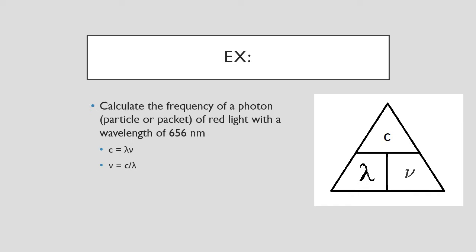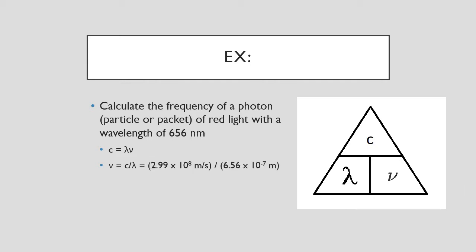Our equation is c equals lambda nu, and we are being asked to find frequency, which is nu. The easier thing to do would be to solve this equation while we still have the variables, since the numbers here are going to get lengthy and have a lot of scientific notation involved. So if we divide both sides by lambda in order to isolate nu, we get that nu is equal to c divided by lambda.